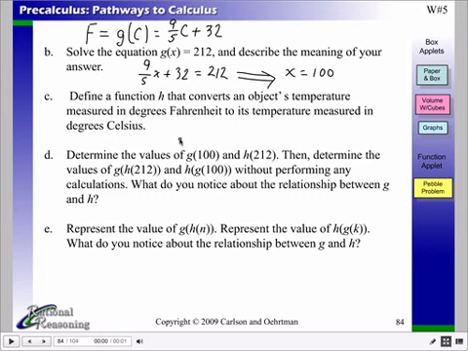Okay, in this part B, it says solve g(x) equals 212. So 212, output or input of g? That's the output, and so we're asking what input would give us 212. And if you did the math, so you set up 9 fifths x plus 32 equals 212, you should have gotten 100. Did you get 100? Okay. Now, is that input of g degree Celsius or Fahrenheit? Celsius, because for g, the input is Celsius, and the output is Fahrenheit.